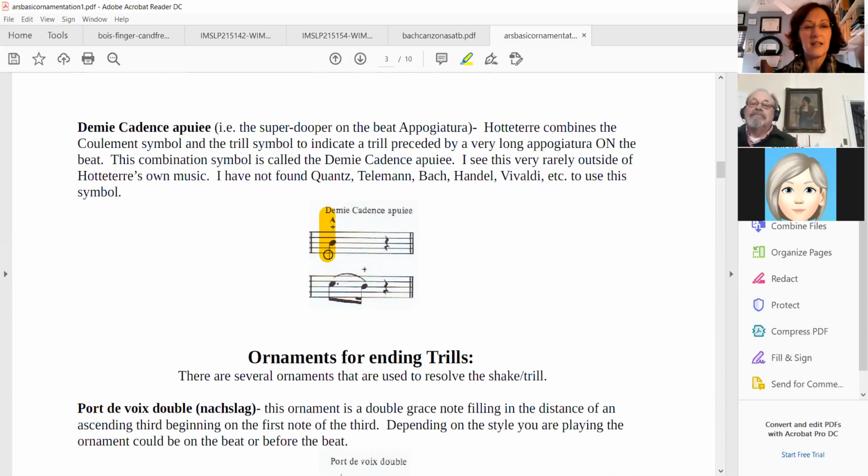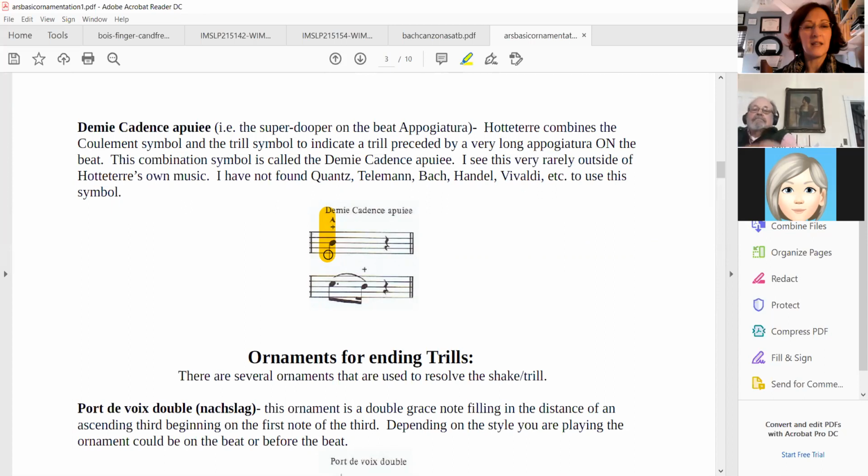I see this very, very rarely outside of Hotteterre's own music. So I've not found it in Quantz. I've not found it in Telemann. I've not found it in Handel or Vivaldi. And so unless you are playing Hotteterre, I don't even think I've seen it in, oh my goodness, Couperin. I haven't seen it in Couperin. I don't remember ever seeing this in Couperin.